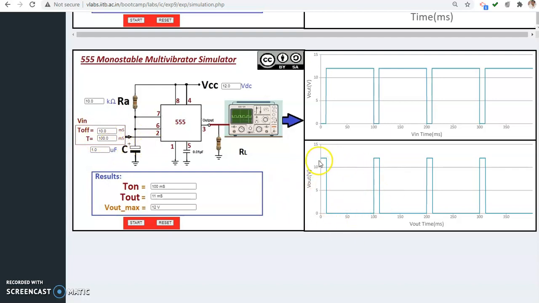My output, you have seen that one, it is around 10.7 is only on, 10.7 is on, remaining period is off. So 10.7, okay, it is on that one. Okay, see, once again I will show you.